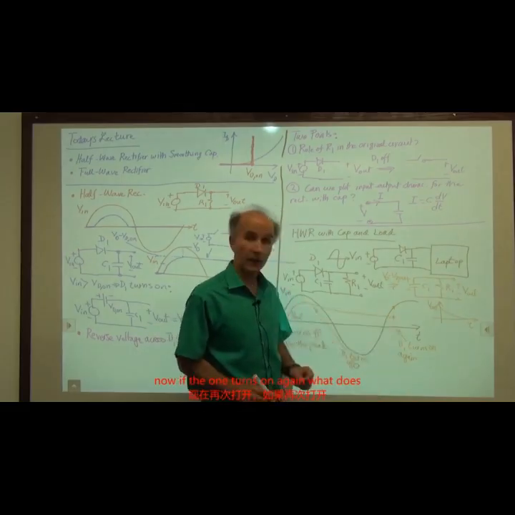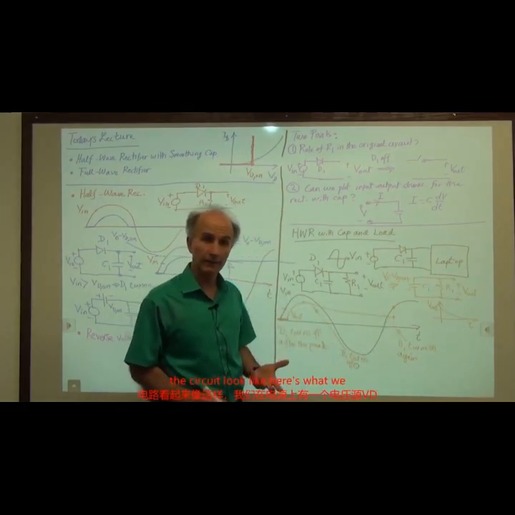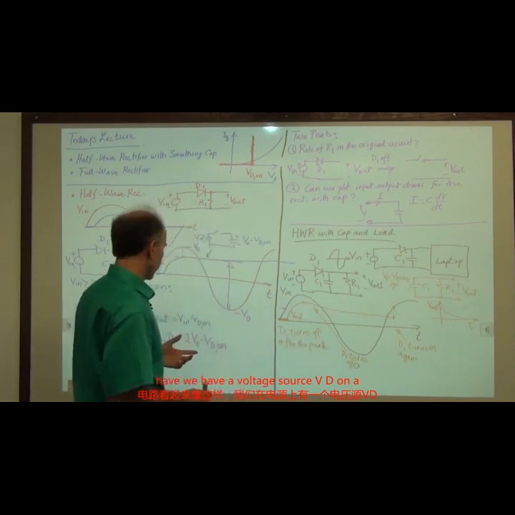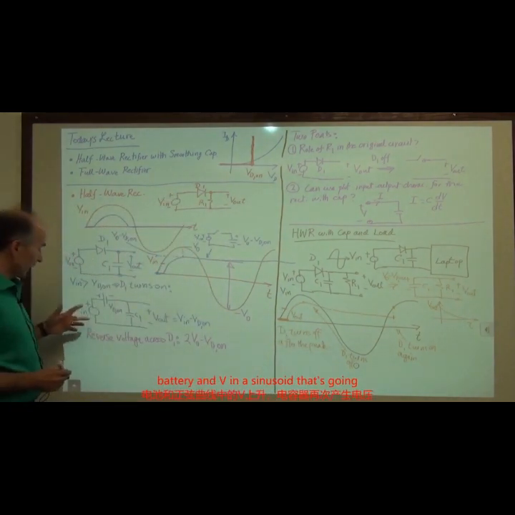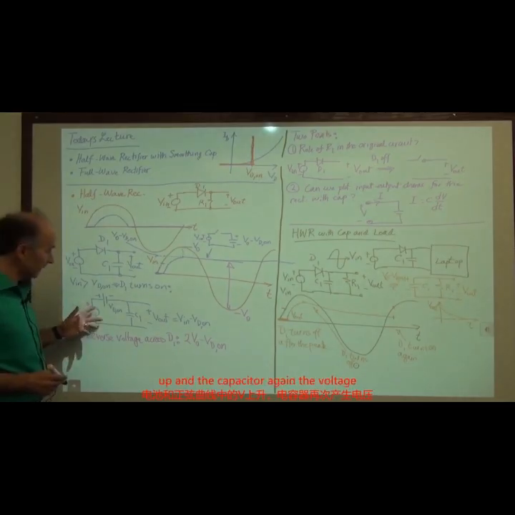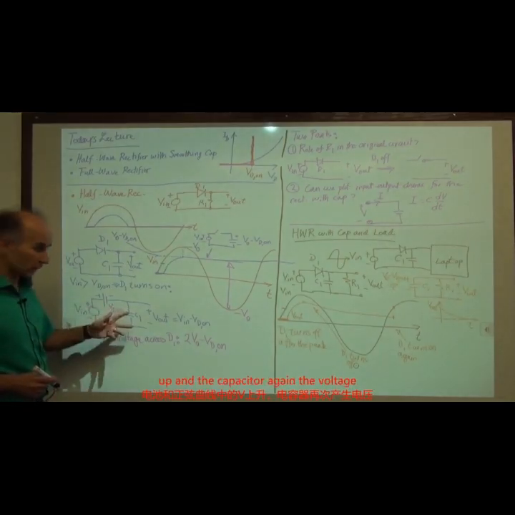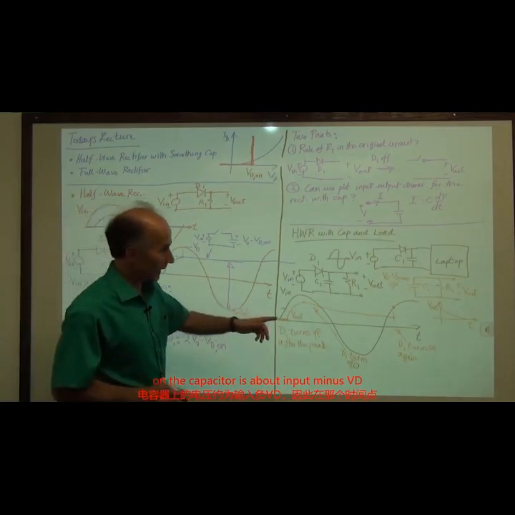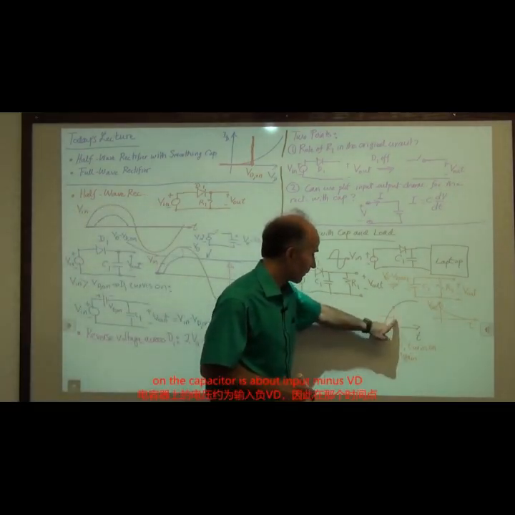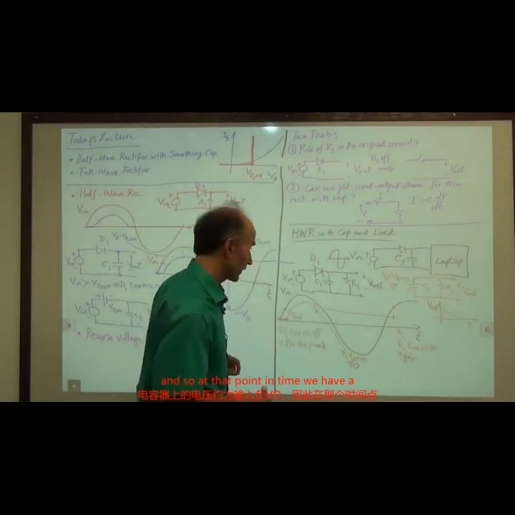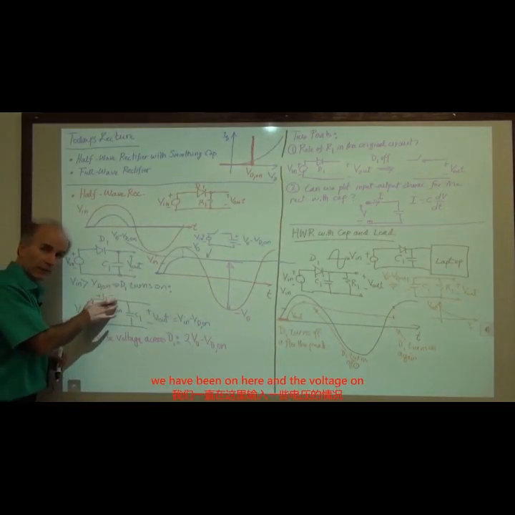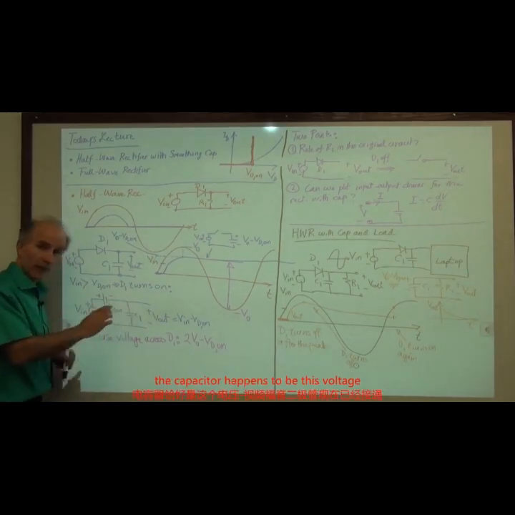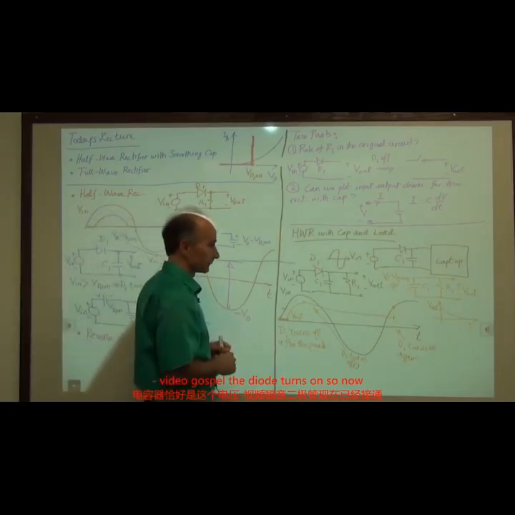Now, if D1 turns on again, what does the circuit look like? Here's what we have. We have a voltage source, VD on, a battery, and V in, a sinusoid that's going up, and the capacitor again. The voltage on the capacitor is about input minus VD on. So at that point in time, we have a situation where the input is some amount, we have VD on here, and the voltage on the capacitor happens to be this voltage minus VD on. That's when the diode turns on.